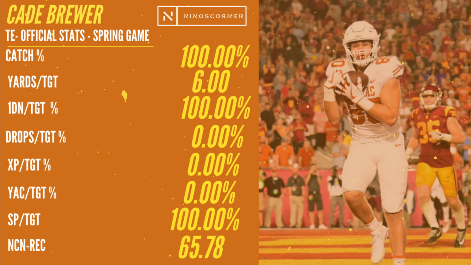He had an NCN receiving of 65.78. So 100% catch percentage, 6 yards, guys, 1 first down, 1 successful play, no explosive plays, of course, because no plays were over 15 yards, and he had no YAC. So Cade Brewer is just old, consistent. He's going to get you what it needs to get to move the chains, and there's nothing wrong with that.